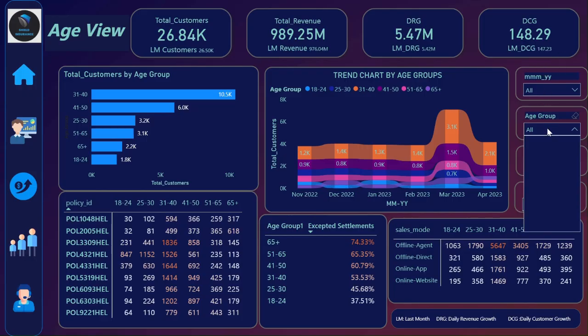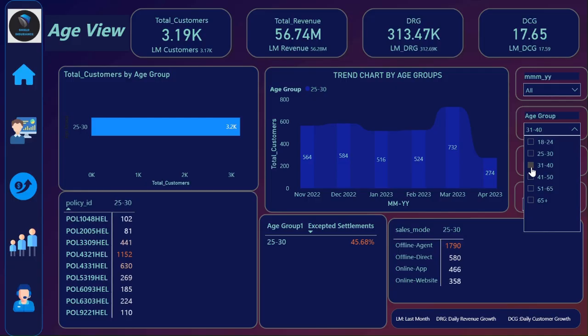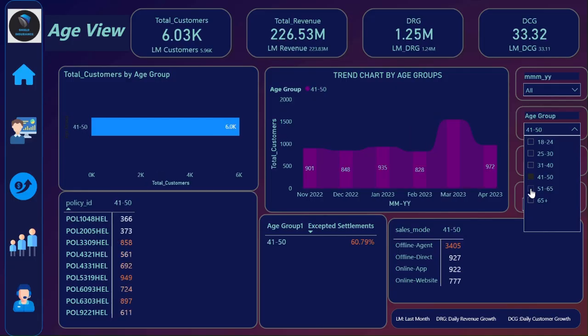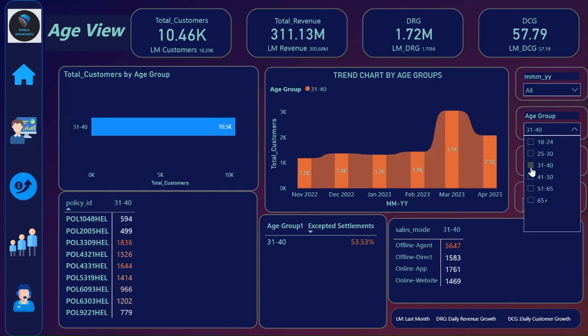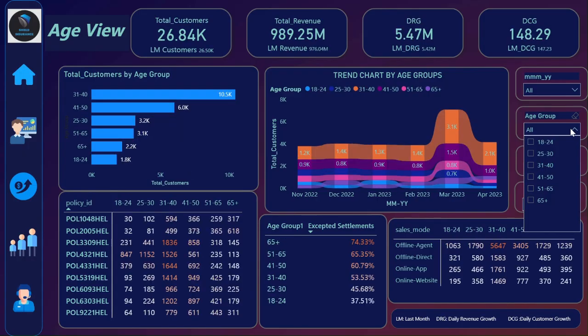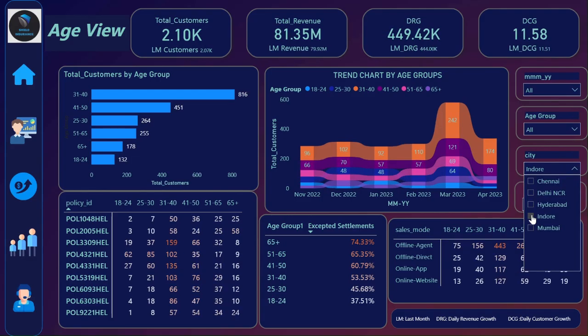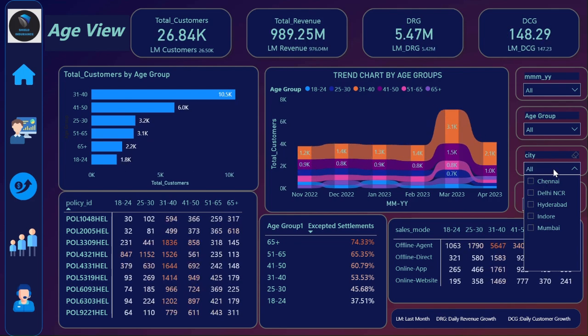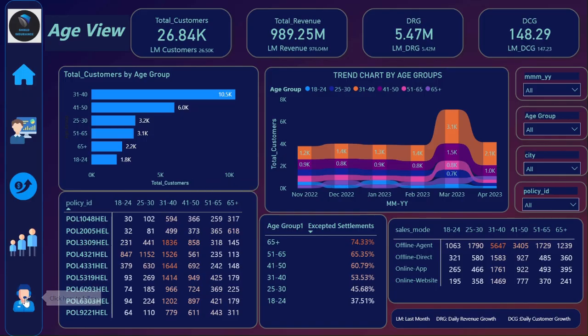With the help of the age group, we are focusing on this turning point of the 31 to 40 age group. If you use the cities, Indore is the lowest, and the highest is Delhi NCR. You have the different policy IDs. The last is the customer support.